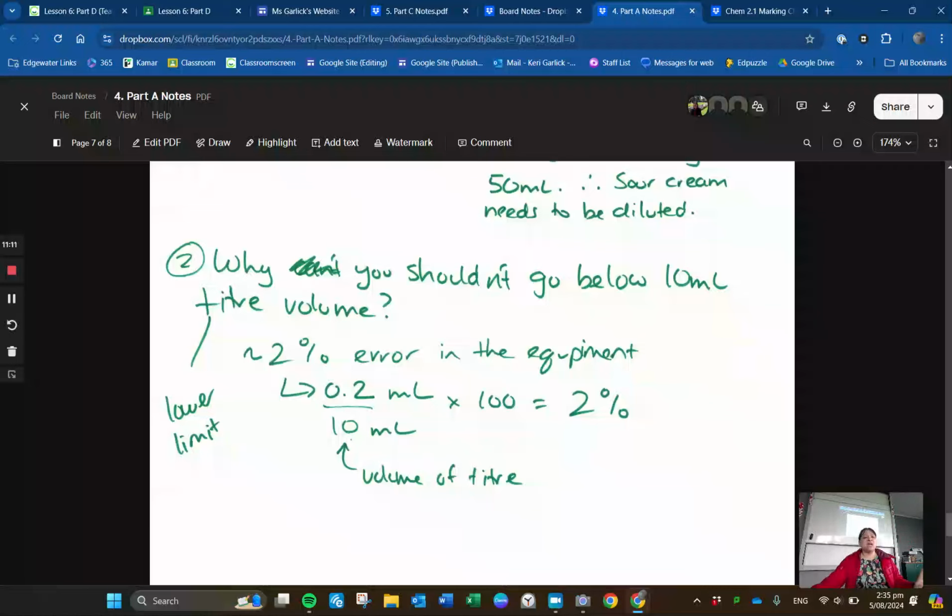It means that if I have 10 mils, I have 2% as my error. If I chose a larger titrate volume, say 20, I would have 0.2 divided by 20 times 100. I would have a 1% error in my results. So 10 was the lower limit because that's 2% error. If you chose a larger number, then you would decrease your error even more. Does that make sense to people? So that's your lower limit range and why it's the lower limit range.